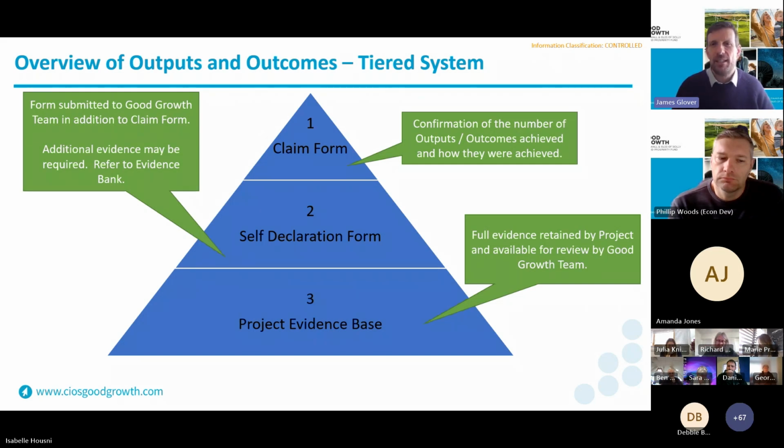We don't necessarily need to see all the evidence that you've delivered that output or outcome, but you need to retain all of that, and we can request it, and as needed we might want to see it. So that's the key thing. What I would say is, if you're delivering outputs with your first claim while you're kind of finding your feet with the programme, it would be useful to see that evidence, but not necessarily subsequent claims.